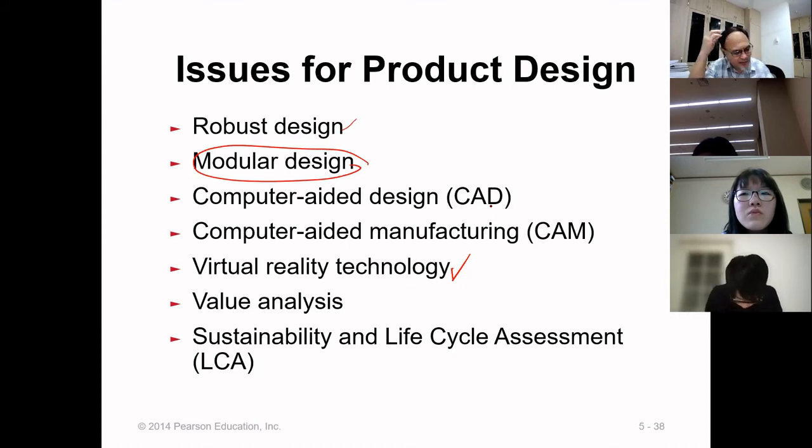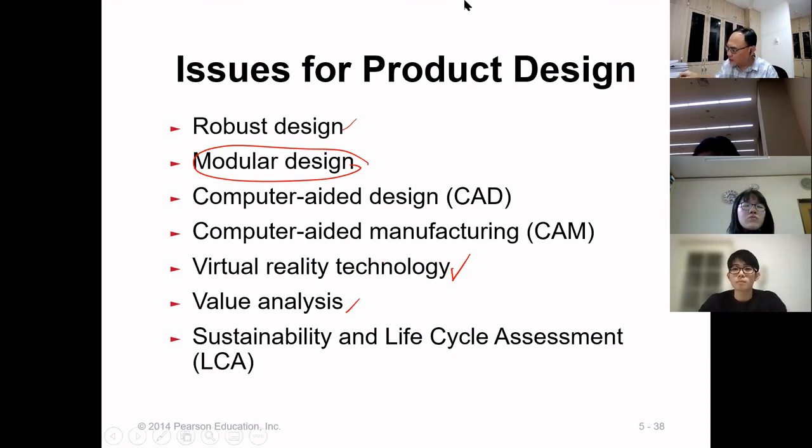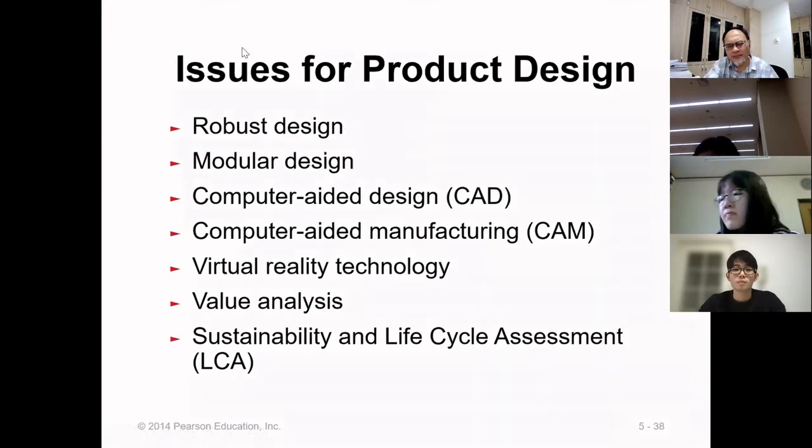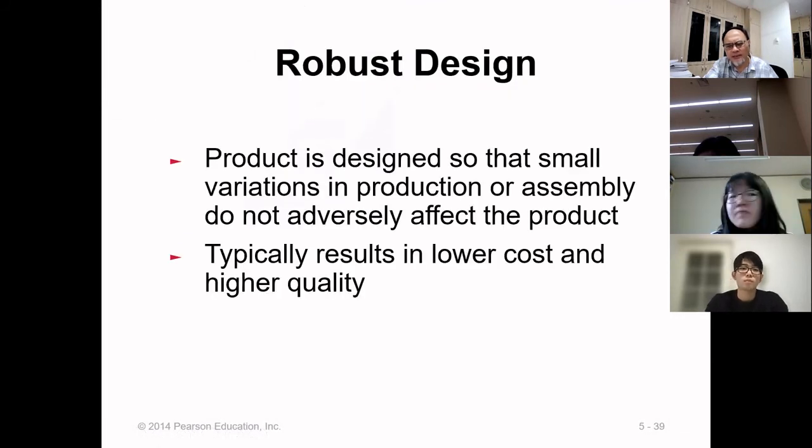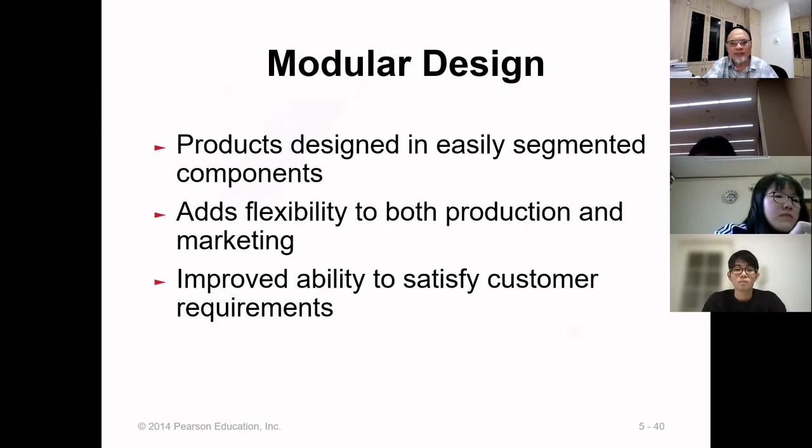You have this VR viewer. Value analysis is similar to value engineering; you analyze whether it is of value or not. And then sustainability and life cycle assessment. I hope there is an explanation on it. Robust design is so that small variations do not affect the product when you produce it, and it will result in lower cost and higher quality. Modular design, you design according to the segments of the product.